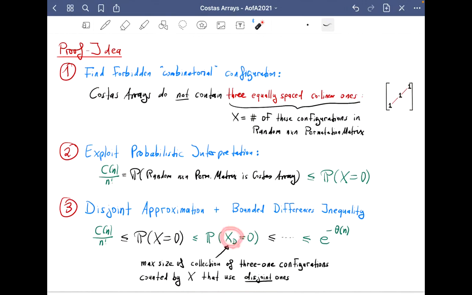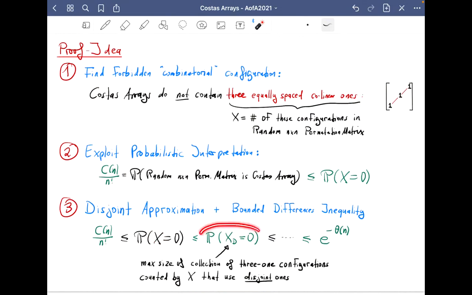The main message for now is that it's unclear how to directly bound the probability that X is 0 and get an exponential decay. But by passing on to this auxiliary random variable X_t, we make the problem amenable to applying these concentration inequalities for random permutations. Okay, that's really all I wanted to say in this quick proof sketch.